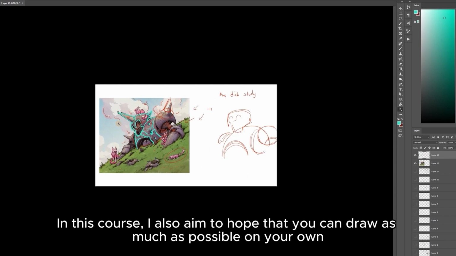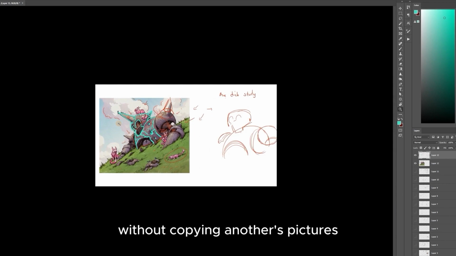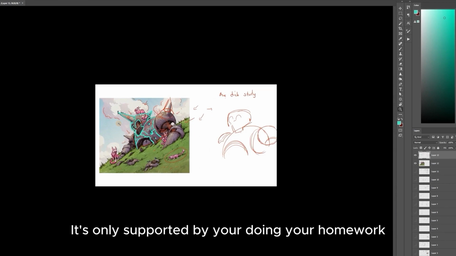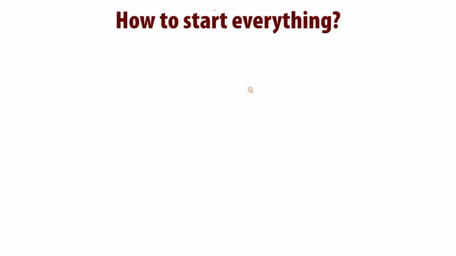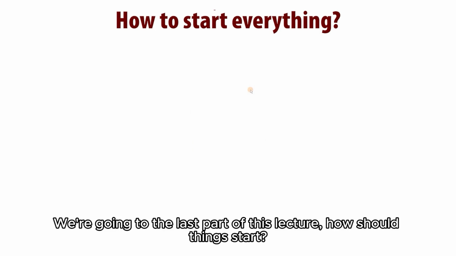In this course, I also aim to hope that you can draw as much as possible on your own, without copying another's pictures. It's only supported by your doing your homework. Try to do the exercises of this course. I think you will reap the results you deserve. We're going to the last part of this lecture.